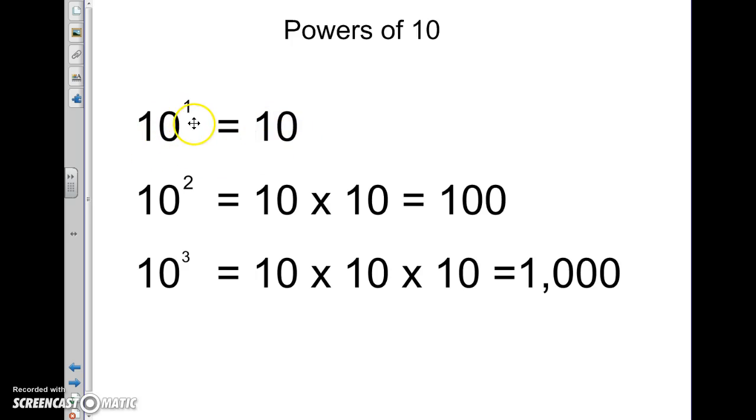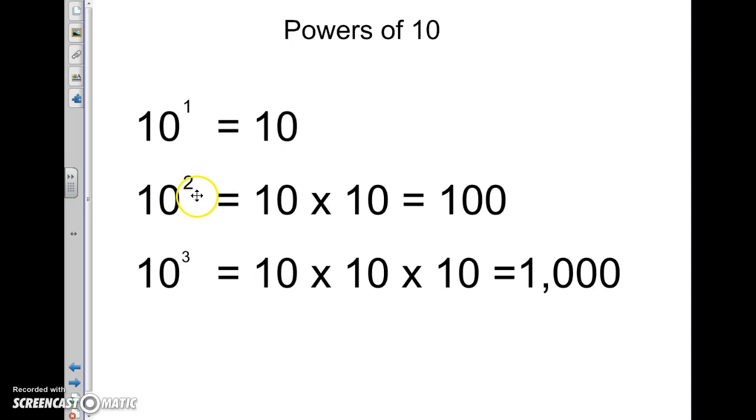So 10 is called 10 to the first power. 10 to the first is just 10. But you mostly will see exponents more than 1. So a very common one would be 10 to the second power. You'll also hear "squared" for if it's to the second power.